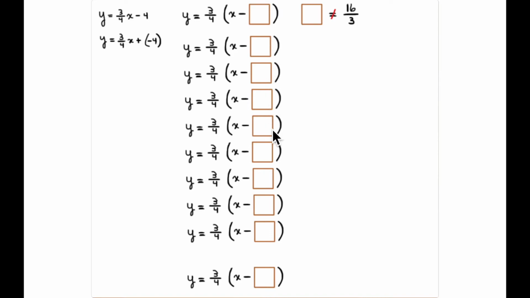But all of these, what I'm going to do is use multiples of 4 because I'm going to multiply by fourths. So this will be a whole number. So -8 divided by 4 is -2, -4 divided by 4 is -1, 0, 4 divided by 4 is 1, 8 divided by 4 is 2, 12 divided by 4 is 3, 16 divided by 4 is 4, and 20 divided by 4 is 5. And then 16/3, once again, is going to give me this original equation.